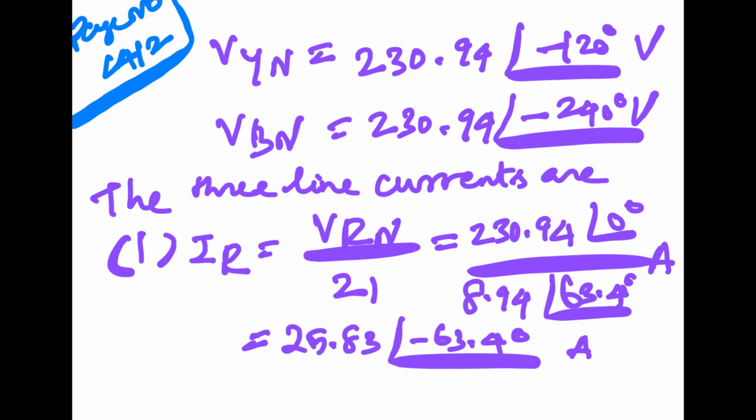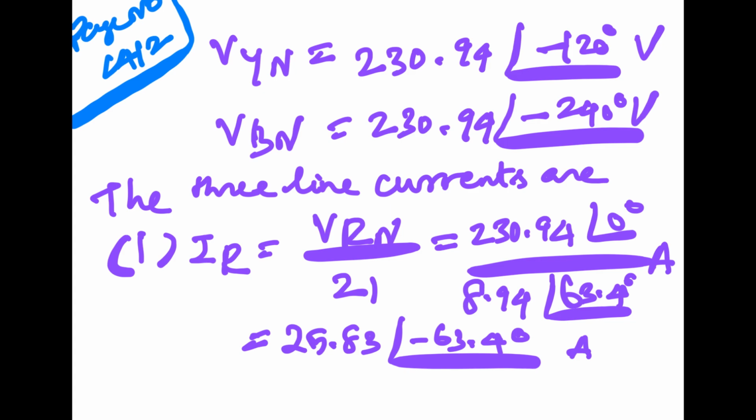VYN is 230.94 angle of minus 120 degree volt. VBN is 230.94 angle of minus 240 degree volts. VRN is obtained from 400 divided by root 3. In the same way, VBN and VYN magnitudes are obtained, and the angle of VYN is minus 120 and VBN is minus 240 degree.